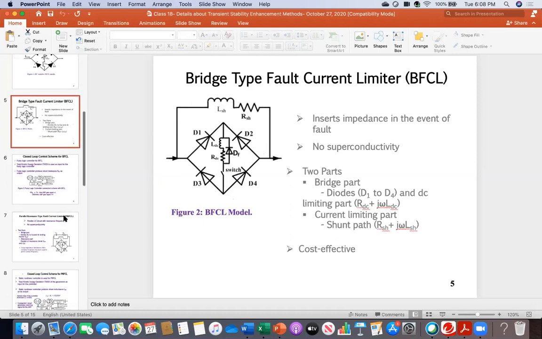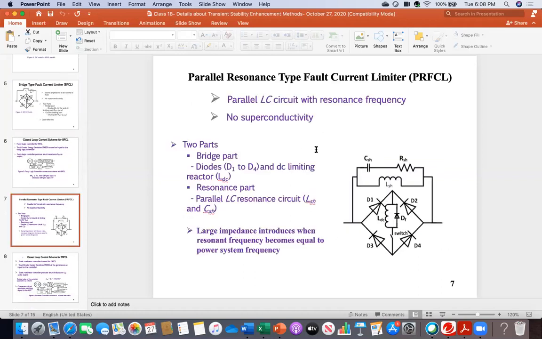Okay, now moving forward, there is another type. Can you see the name? Parallel resonance type fault current limiter. It is called parallel resonance type. As you can see, the structure is similar to that BFCL, bridge type fault current limiter, that we just discussed, but there is a capacitor. You see the difference here?